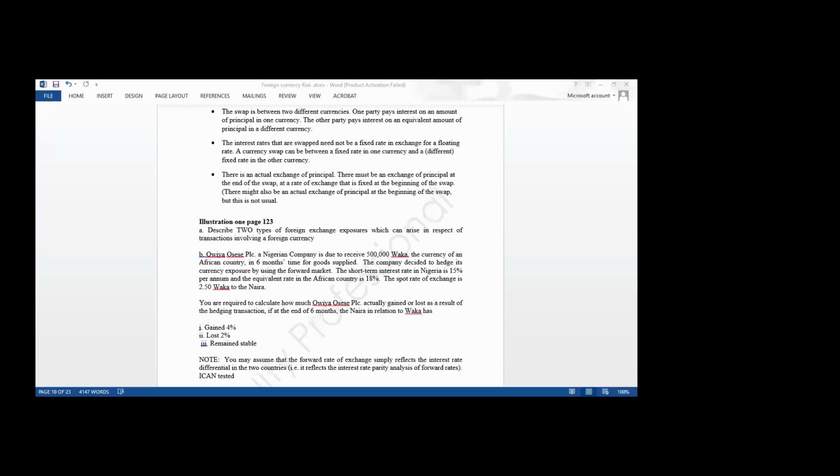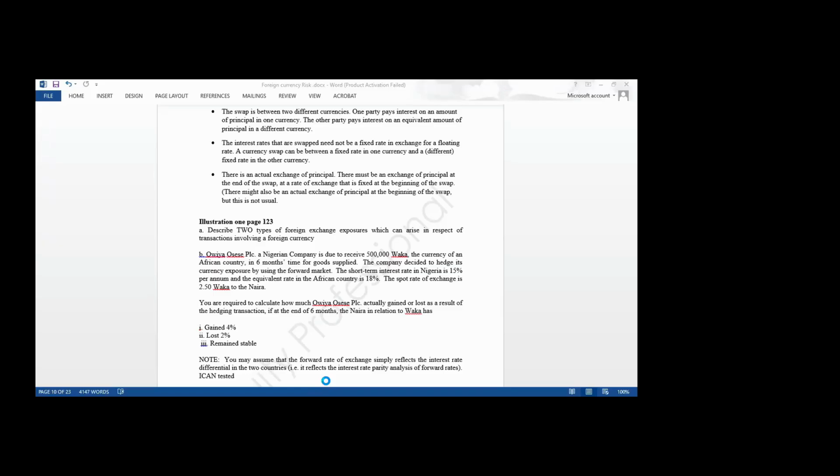Of course, we shall continue with foreign currency risk management. Last week, we started this topic. We explained the concept, the terms, and terminology that are associated with foreign currencies.